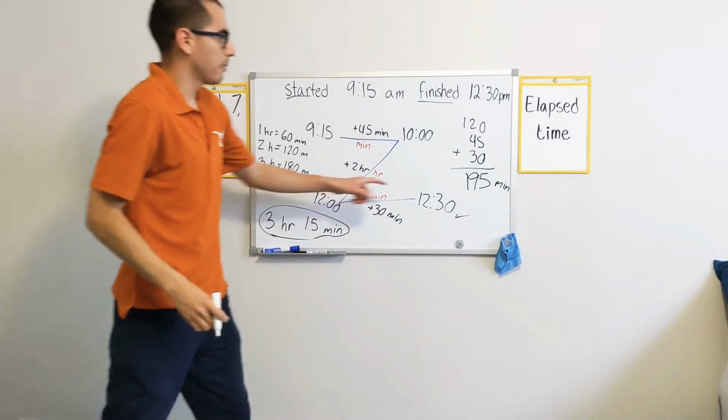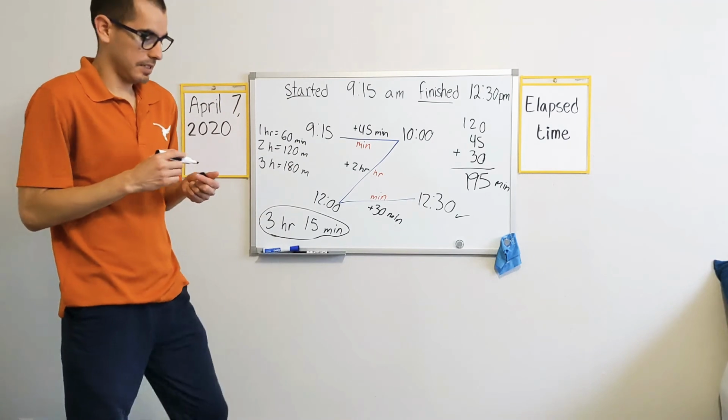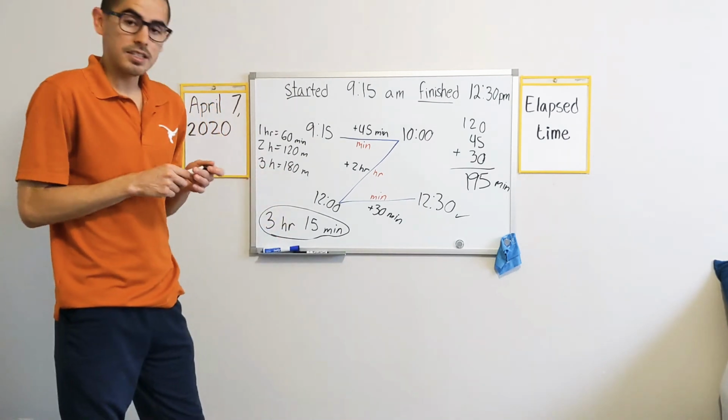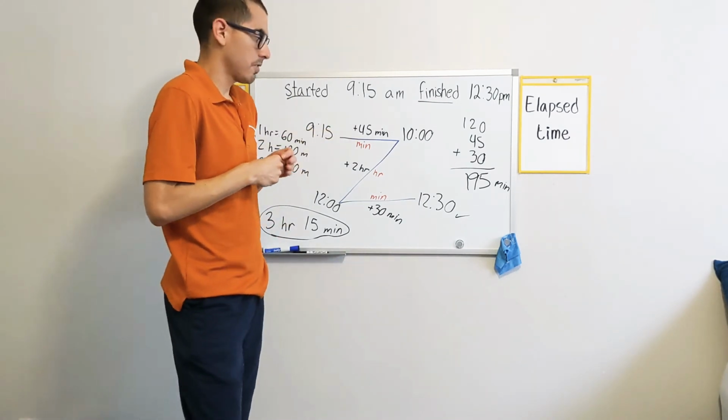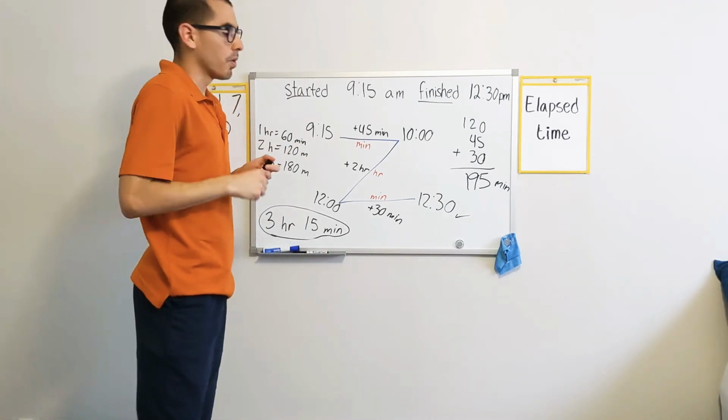Okay, again, I can take that 180, I can subtract that from here, and you would see that you have 15 more minutes. Okay, so this is, again, the Z method. It's a very simple way to do it. But I will show you one more way to do it.